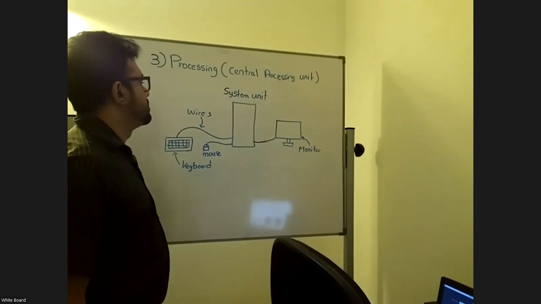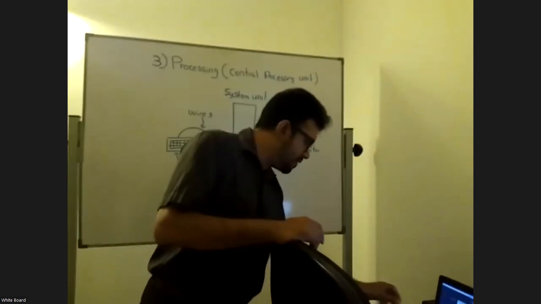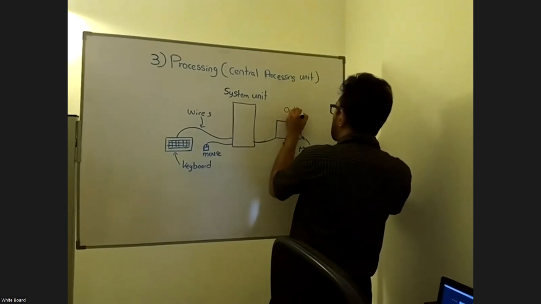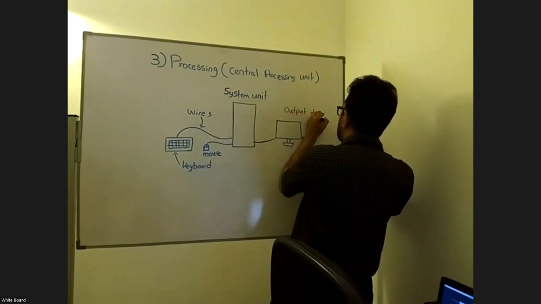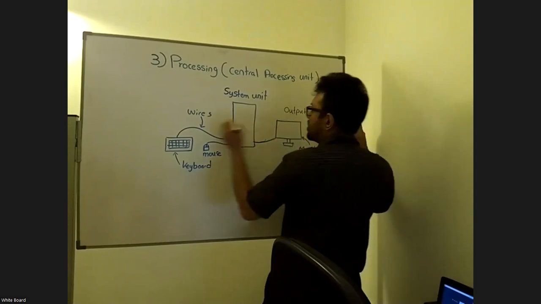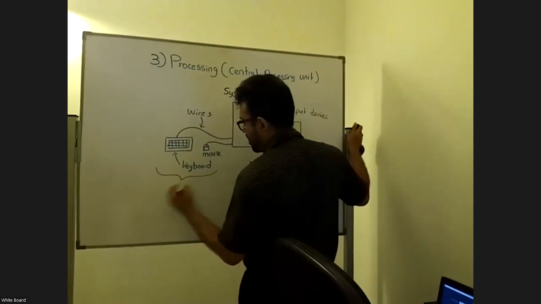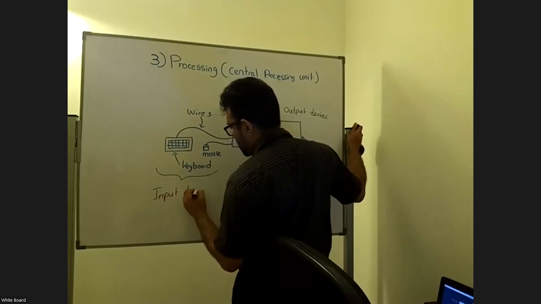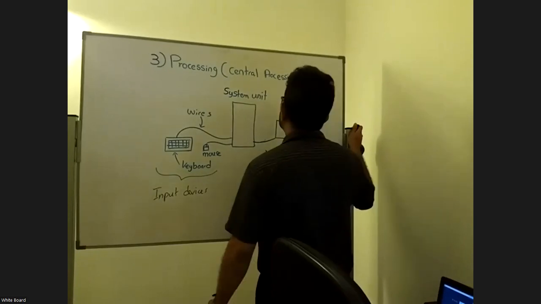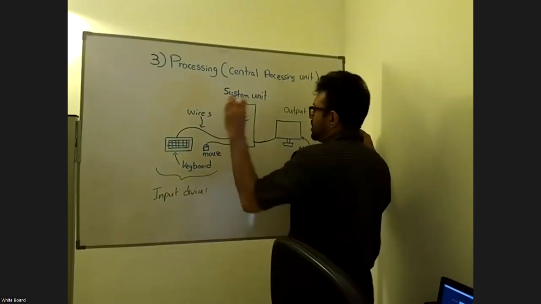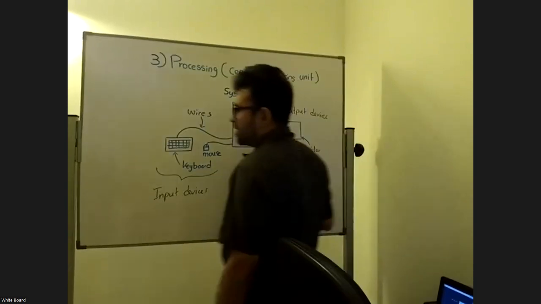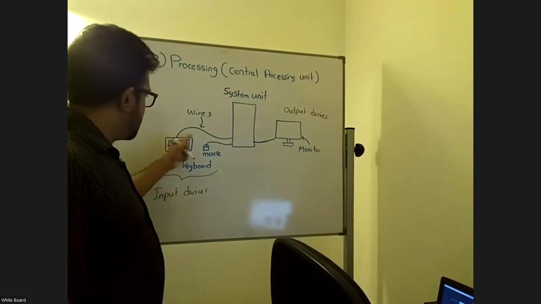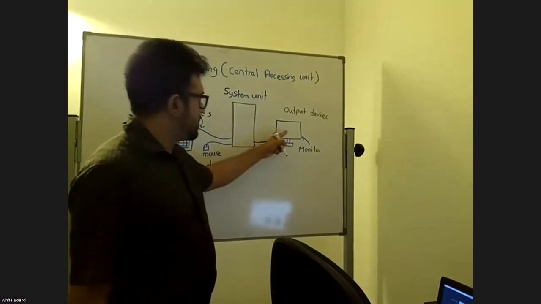What do you have inside? Now I will draw in a different color. This is output devices. These are input devices. Inside this, something is happening. What is happening inside this? You input the data from these devices and things are coming out also.